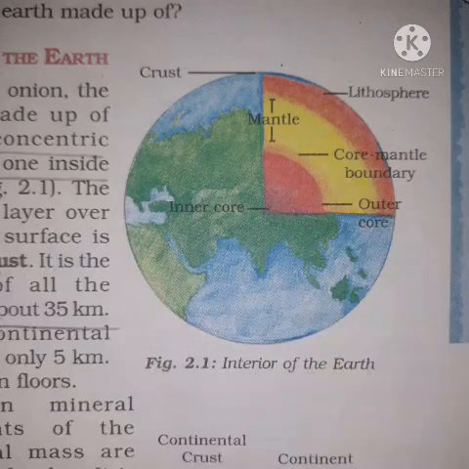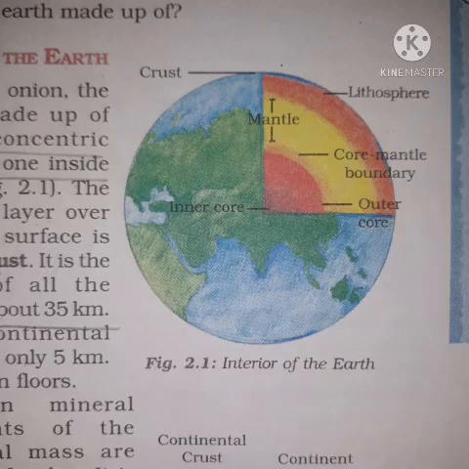Good morning, children. In today's session, we are going to take up the second chapter of your class 7th geography book, that is, Inside Our Earth. Now, we all know our earth is round like a ball. So, what is this ball made up of from inside? We are going to study that in this chapter.